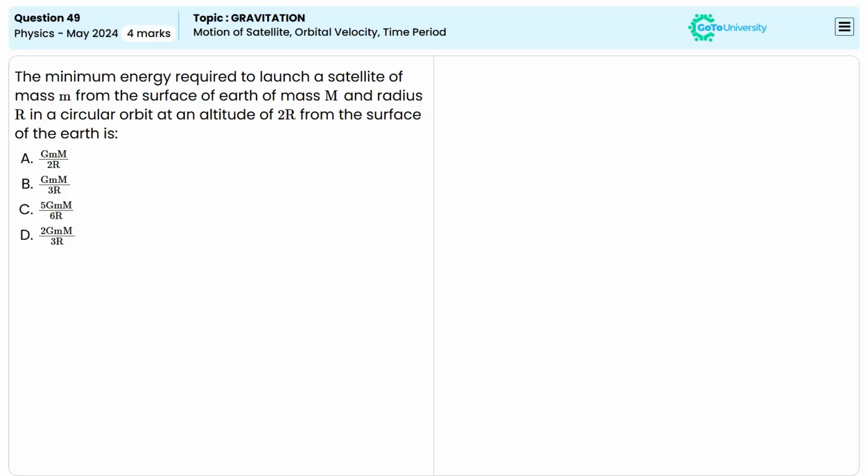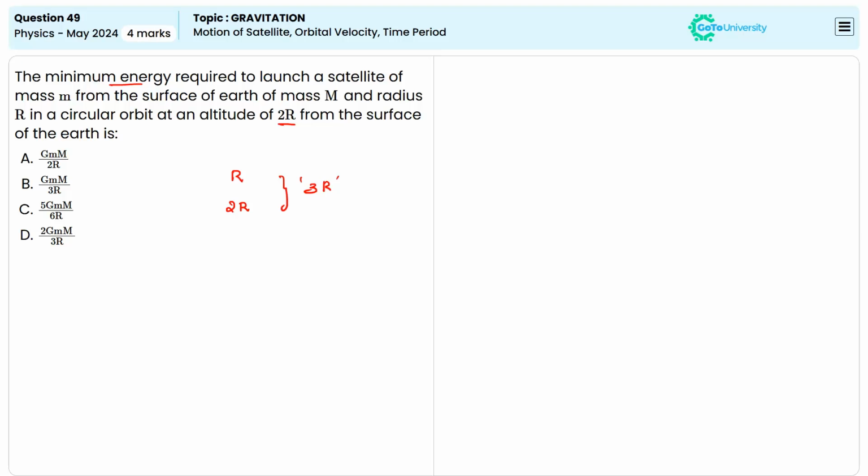So the question is: what is the minimum energy required to launch a satellite of mass m from the surface of the Earth into a circular orbit at an altitude of 2r from the surface of the Earth? It's given that the radius of Earth is r and the altitude of the satellite is 2r, which means from the Earth's center, the satellite distance can be calculated as 3r.